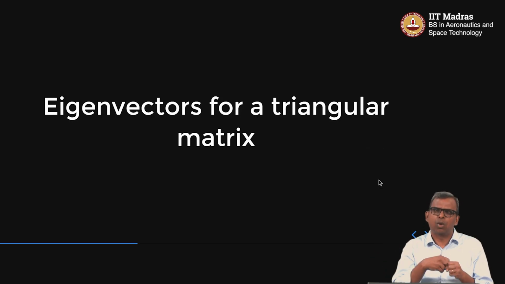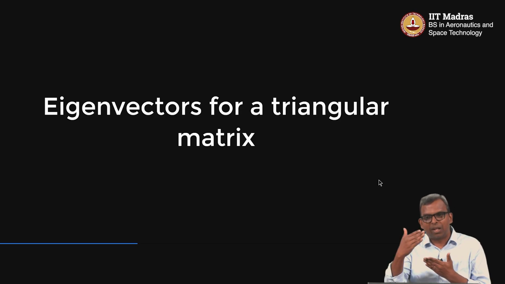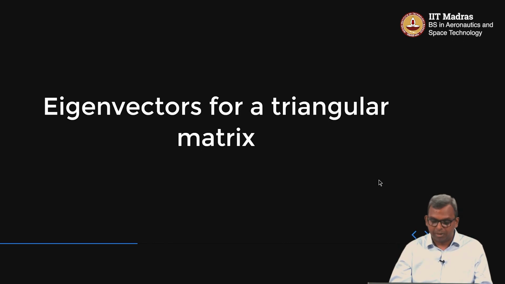In the previous one, we saw for diagonal matrices, eigenvalues and eigenvectors are really easy to write down. Let us push towards triangular matrices. What happens when you have, say, an upper triangular matrix, not just the diagonal, something above it is non-zero? In that case, what happens? That is what we are going to see.